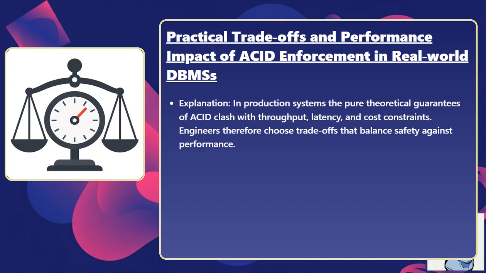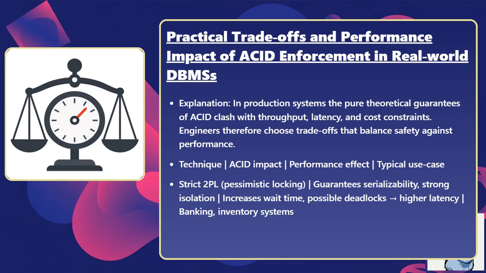Explanation: in production systems, the pure theoretical guarantees of ACID clash with throughput, latency, and cost constraints. Engineers therefore choose trade-offs that balance safety against performance. Technique: ACID impact, performance effect, typical use case. Strict 2PL pessimistic locking guarantees serializability, strong isolation. Increases wait time, possible deadlocks leading to higher latency. Typical use case: banking, inventory systems.